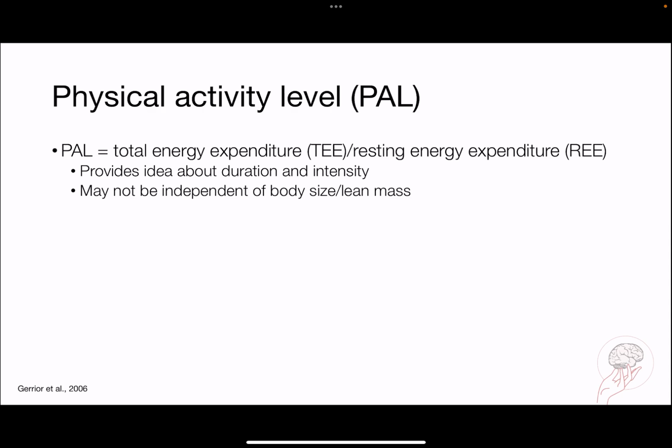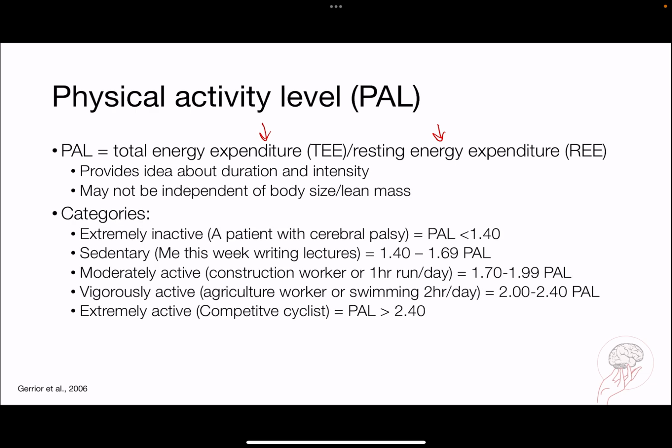And it provides an idea about the duration and intensity, but it may not be independent of body size and lean mass. So think about how we can measure total energy expenditure and resting energy expenditure. So our categories are, if someone's extremely inactive, they'd have a PAL less than 1.4, because remember, it's TEE divided by REE. The closer to 1, that would be completely sedentary.